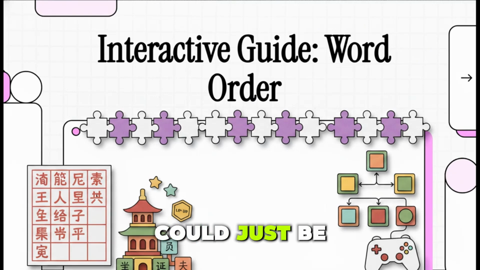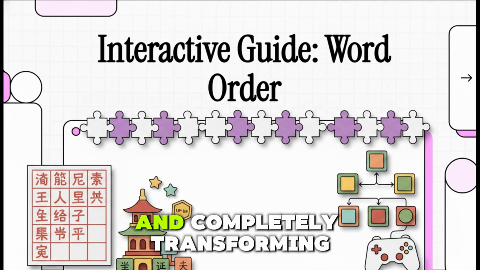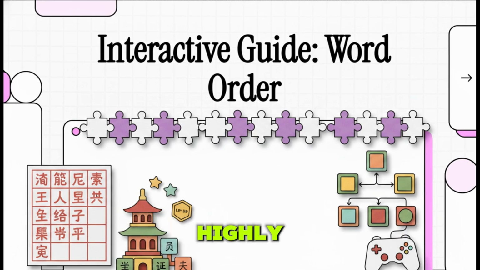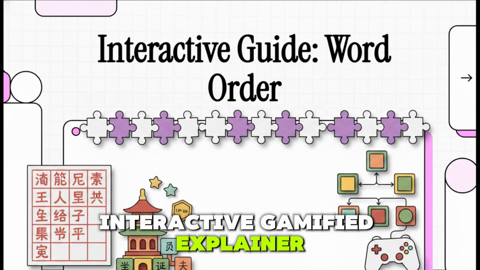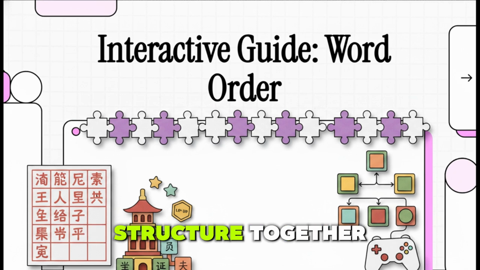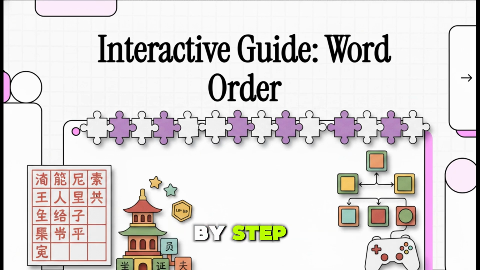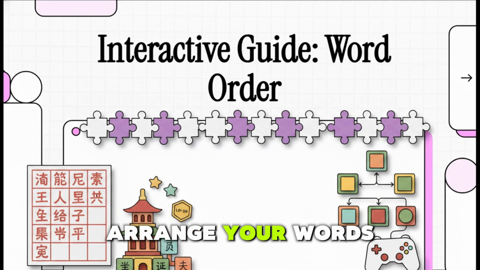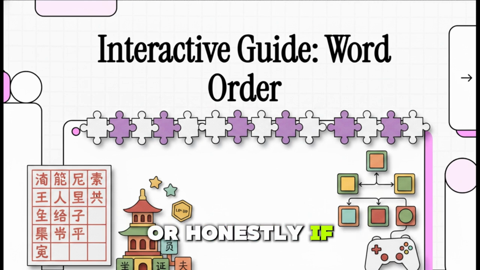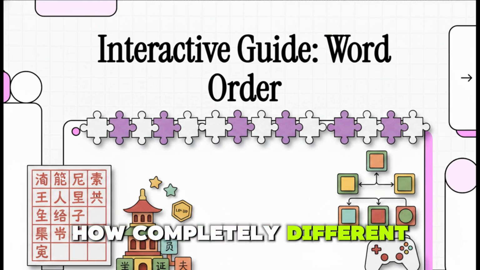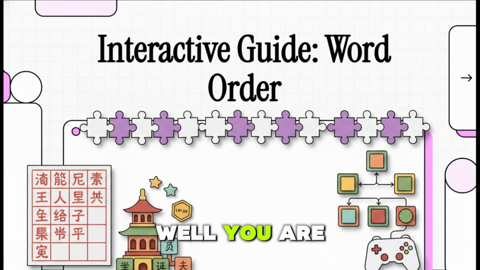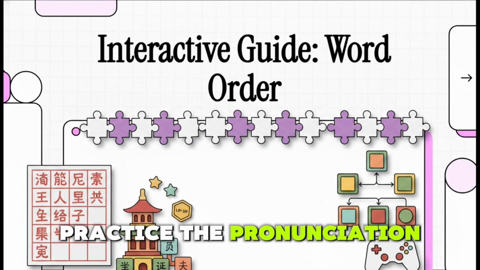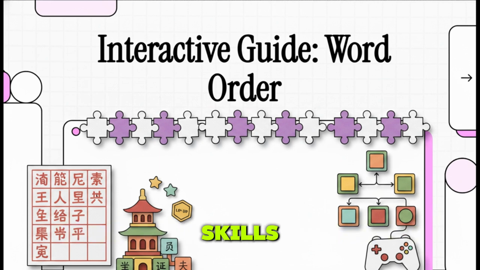Today, we're taking what could just be a standard grammar lesson and completely transforming it into a highly interactive, gamified explainer. We are going to master Chinese sentence structure together, and we're going to do it step by step. If you've ever struggled with how to arrange your words in a new language, or honestly, if you just love understanding how completely different cultures organize their thoughts, well, you are exactly in the right place. We're going to build your understanding level by level. We'll learn the actual vocabulary, practice the pronunciation, and I'll be pausing to let you test your skills as we go. All right, let's dive right into this.